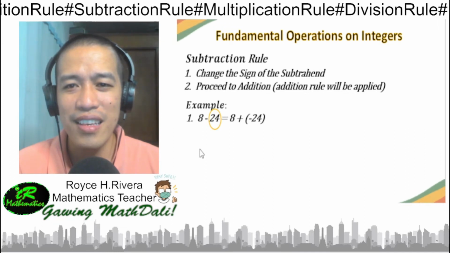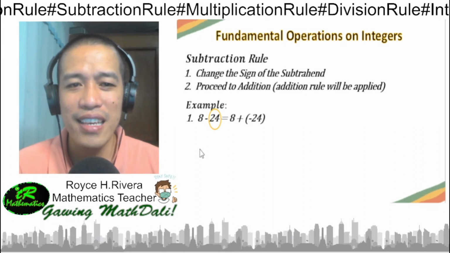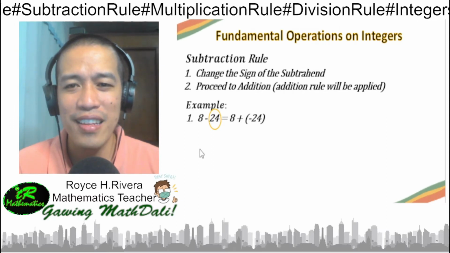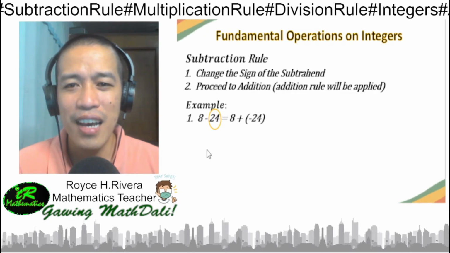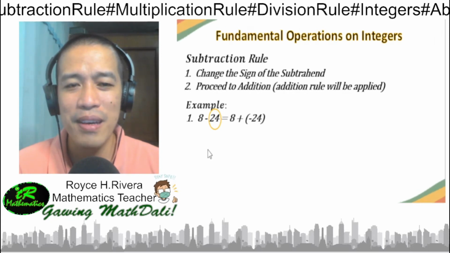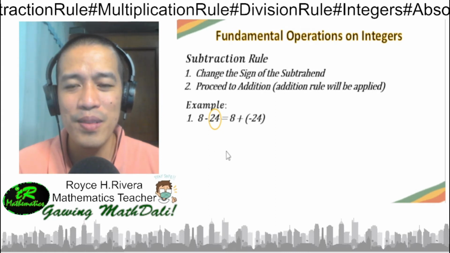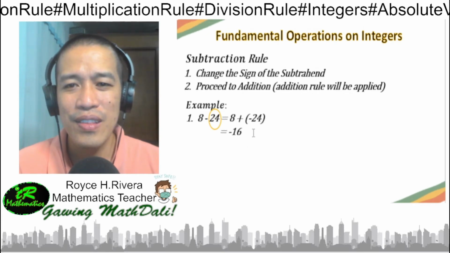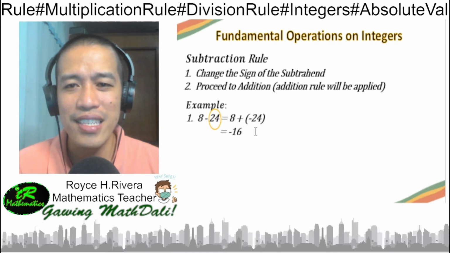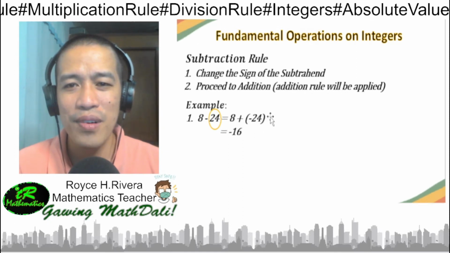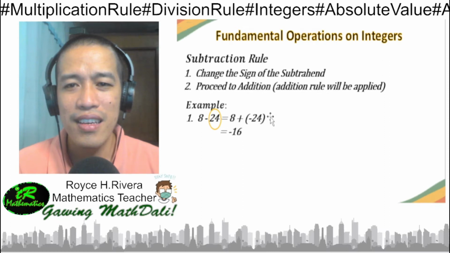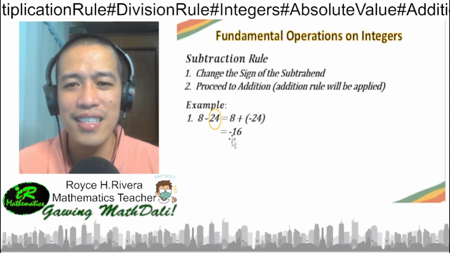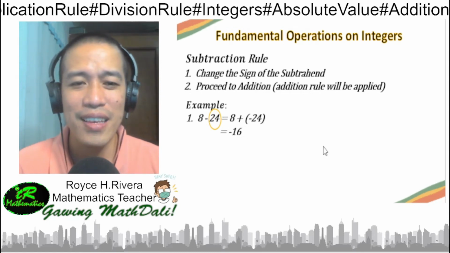Now we are adding integers of unlike signs. The rule is to subtract the numbers and copy the sign of the larger valued number. So our answer should be negative 16. 24 minus 8 is 16. 24 is the larger valued number. Its sign is negative. Then we copy its sign. So negative 16.